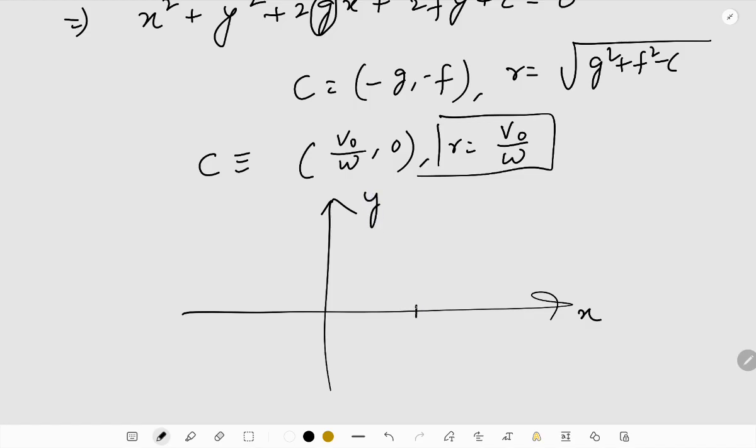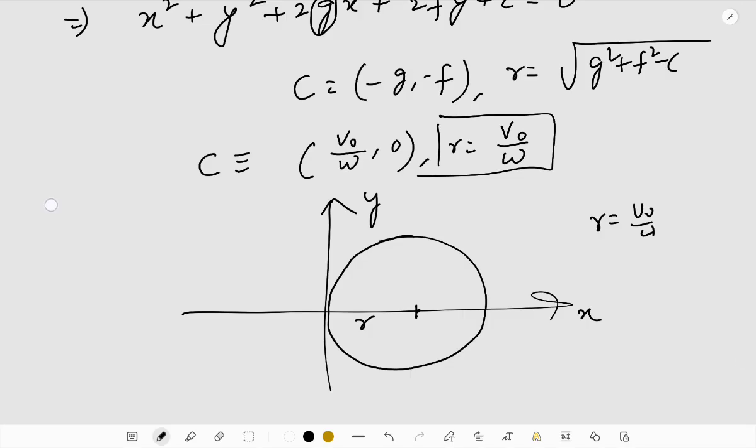If you want to draw this circle, we can simply draw it. Its radius is v naught by omega and its center is v naught by omega, 0. So this will be a circle like this, with its radius being v naught by omega. And this distance is also v naught by omega, so it is touching the y-axis.